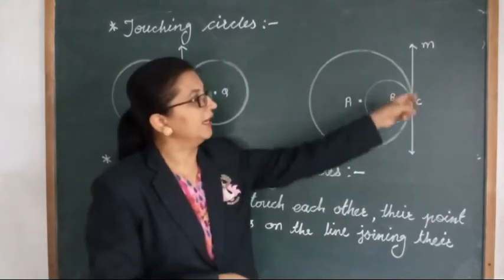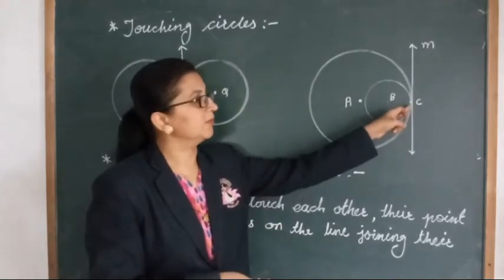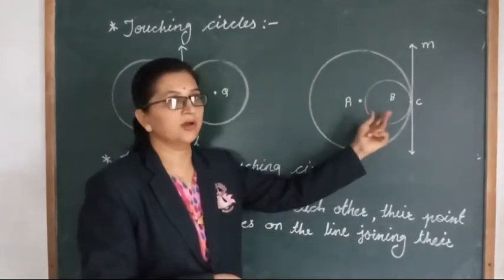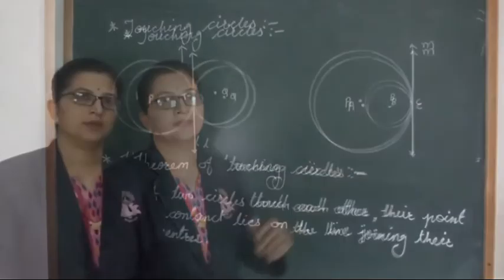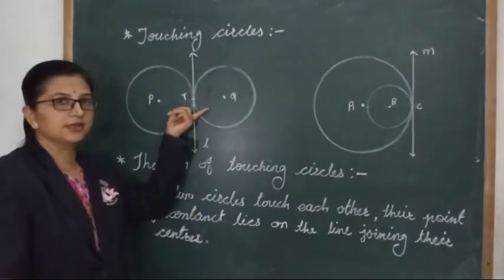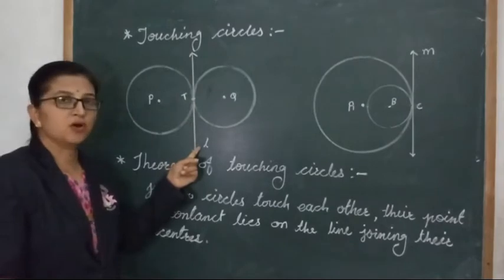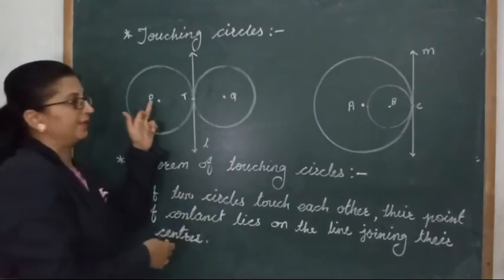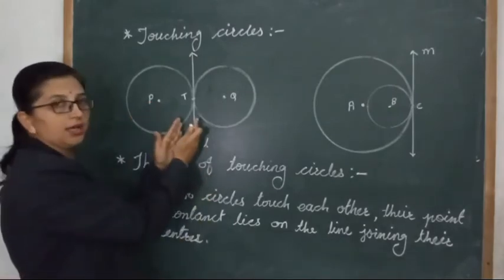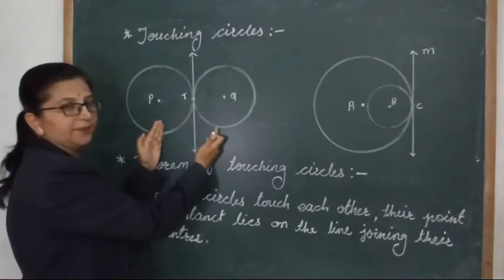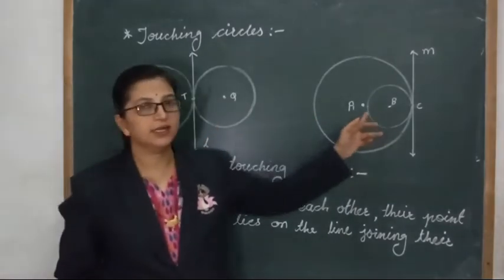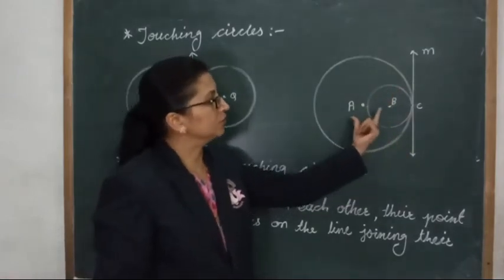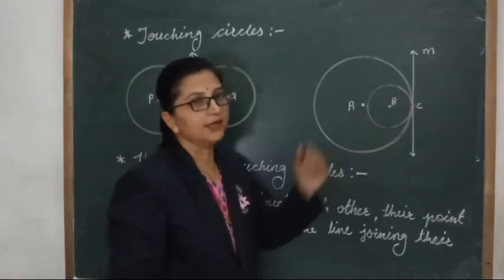Similarly, here line M is passing through the point C. So we can call this line M the common tangent of both circles. In the case of externally touching circles, this line L is the common tangent for both circles. Here both the circle with center P and the circle with center Q are on opposite sides of this tangent. While in the case of internally touching circles, line M, which is the common tangent, has both circles on one side of the tangent.